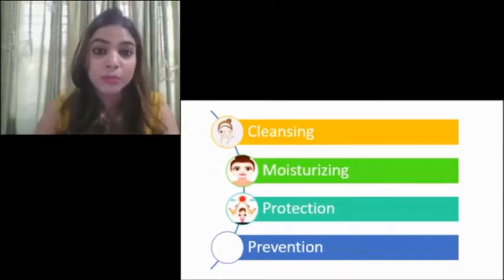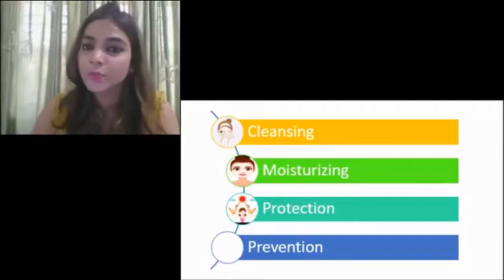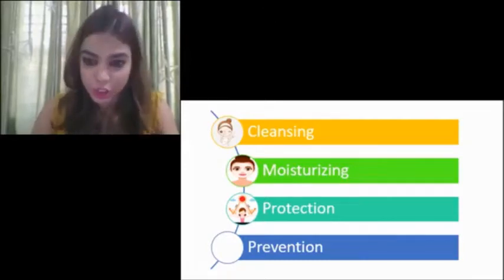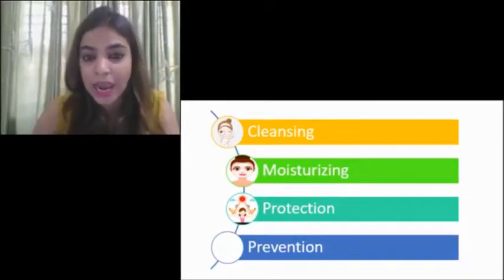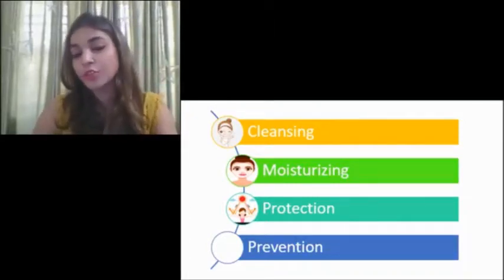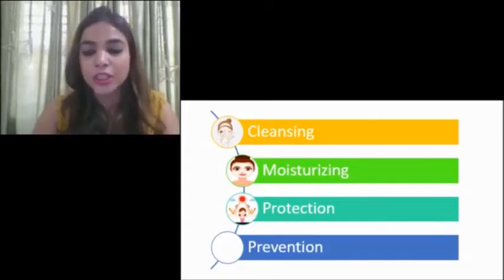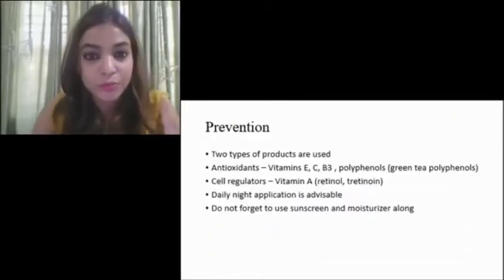Okay, so in the last presentation which I did 2 days back, I had dealt with the daily regime in which you should follow all 3 steps: cleansing, moisturization and protection. Cleanse your face twice daily, moisturize your face twice daily and then protect your skin in the morning with a sunscreen, and in the night, especially for females who are more than 40 years of age, you can use a prevention serum. So what are these prevention serums?